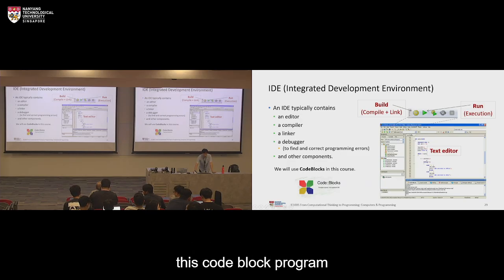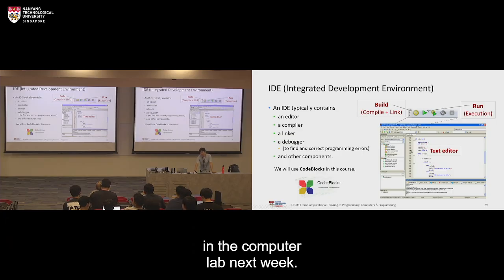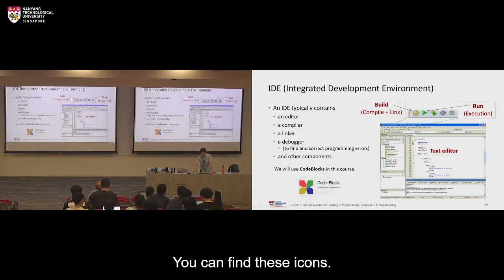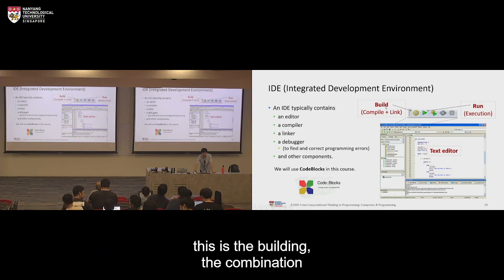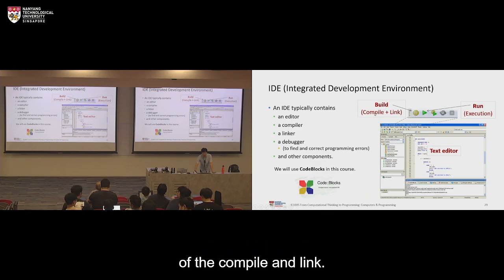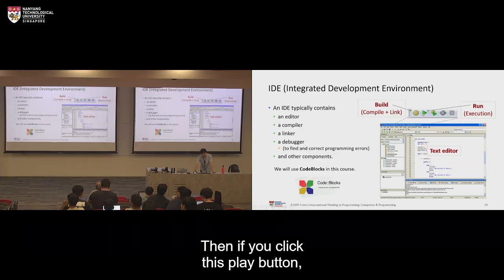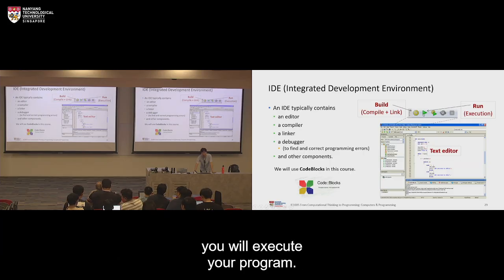Actually, if you open this code block program in the computer lab next week, you can find these icons. If you click this gear icon, this is the build, the combination of compile and link. Then if you click this play button, you will execute your program.